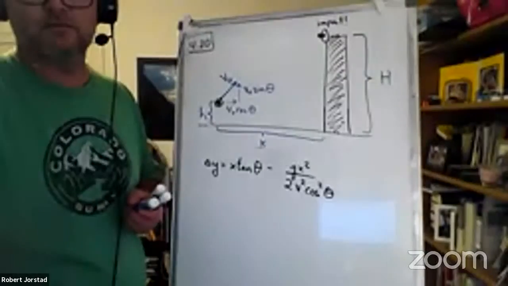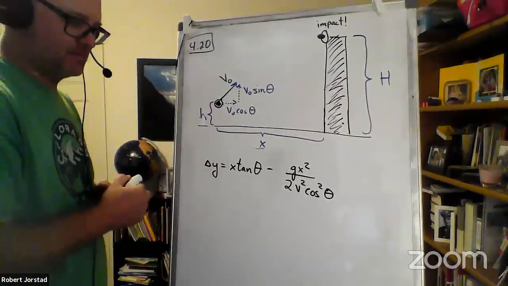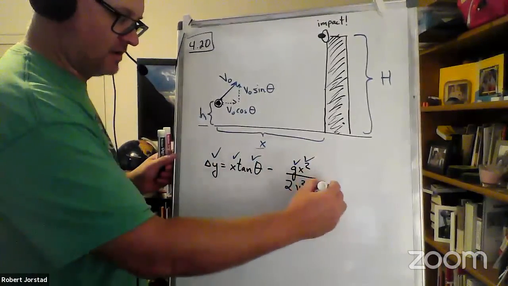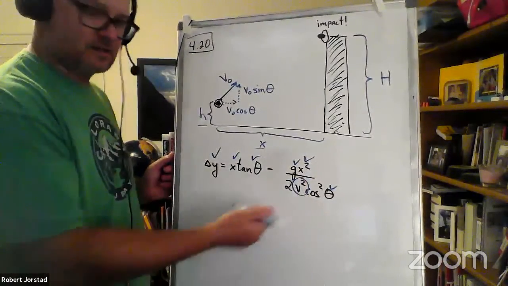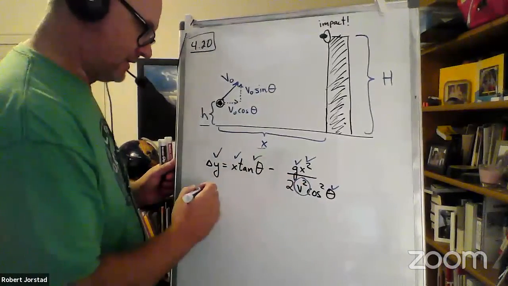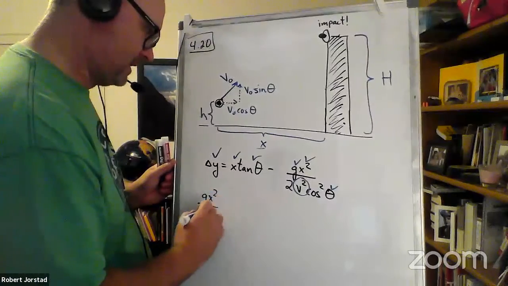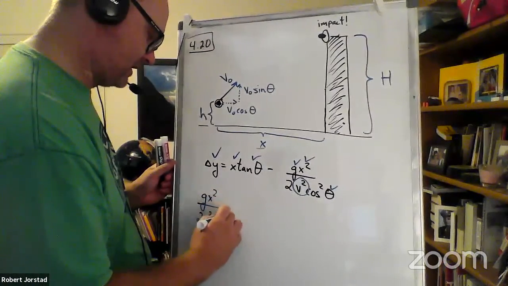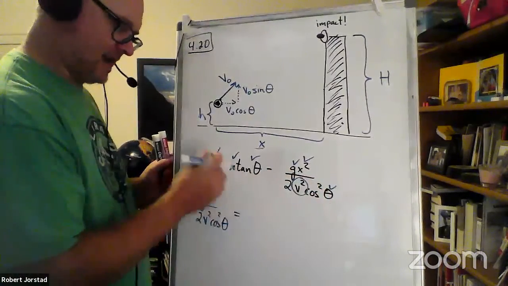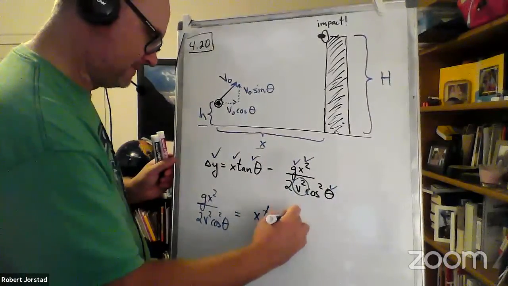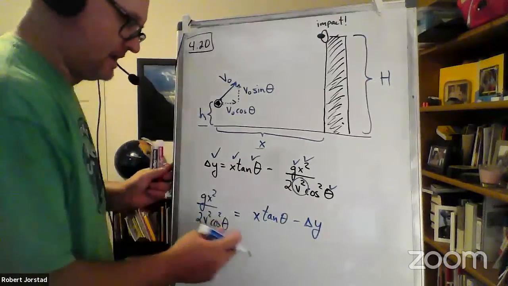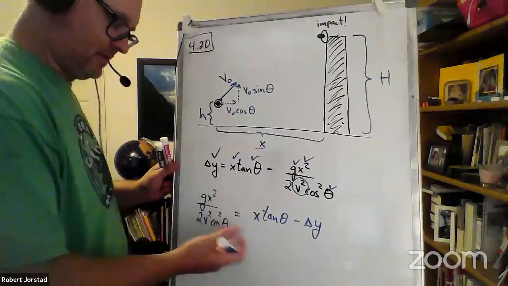Okay. All right. So we get this equation. Again, just pointing out, this is known, this is known, this is known. Everything in here is known except for that. So now it's just doing algebra to solve for that. If I move some stuff over, I might move this over and move that over. So g x squared over 2 v squared cosine squared theta. Notice it's squared, not just cosine. Should equal, if I bring this to this side, x tan theta minus delta y.